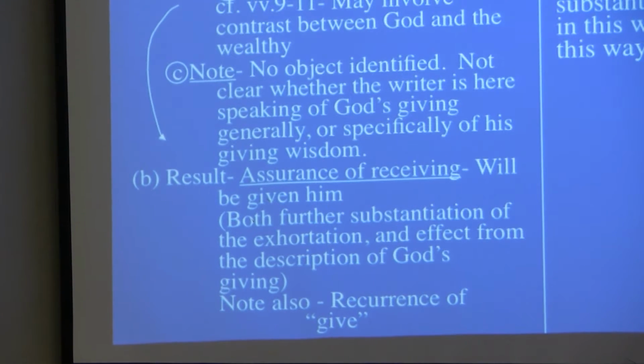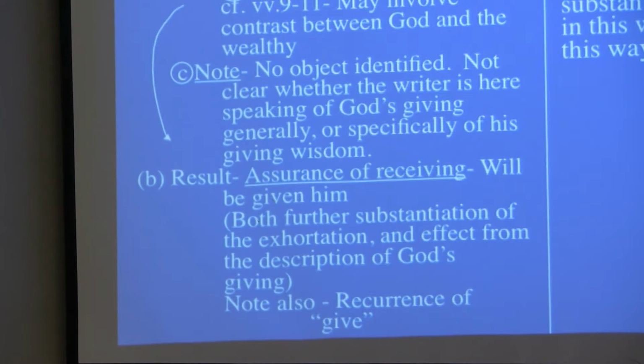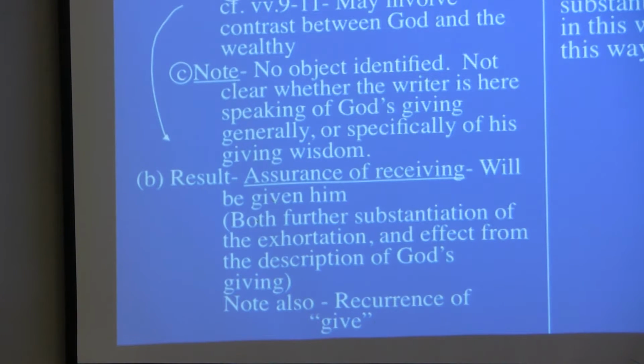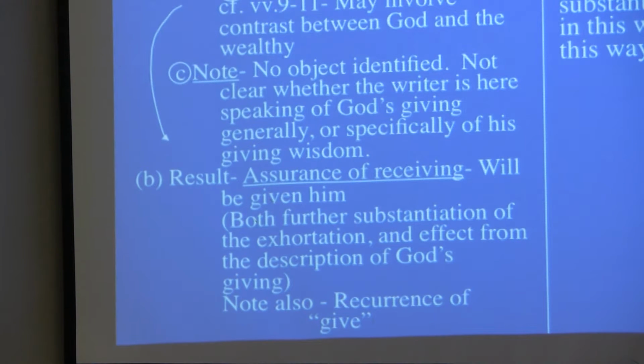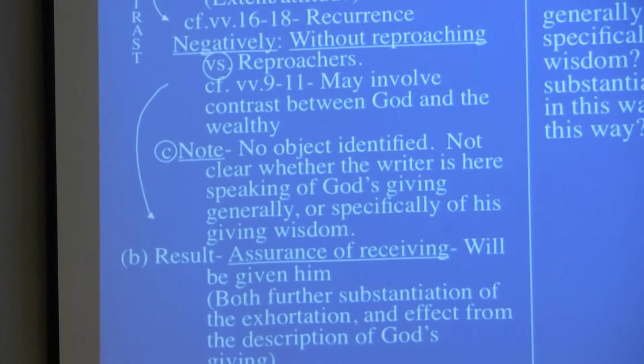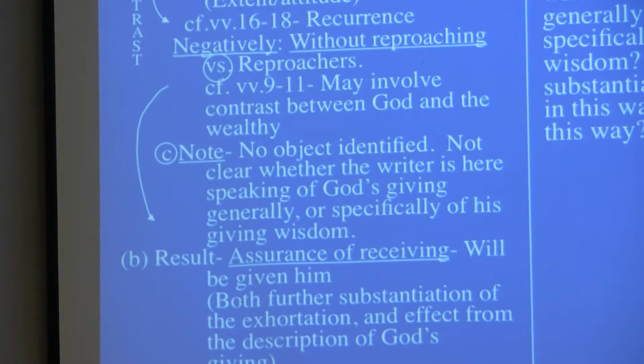Now, we note here also, though, that there's a contrast between the positive, generously, and the negative, without reproaching, over against reproachers, and he may have in mind here the wealthy in verses 9 through 11. So he may be introducing here a contrast between God and the wealthy. Both God and the wealthy have capacity to give, but God gives generously, so he may have at least an implicit contrast with the wealthy.